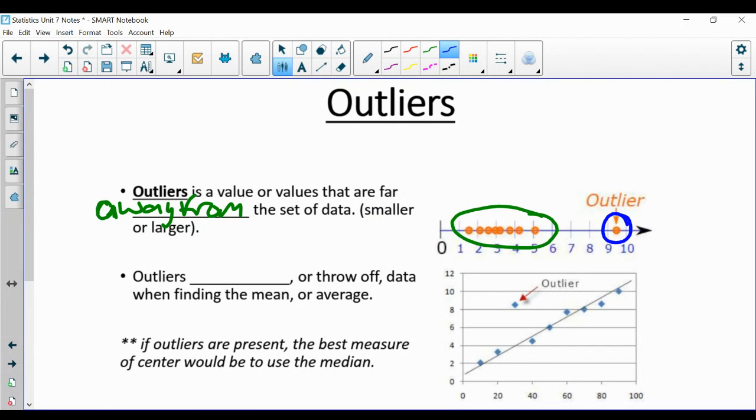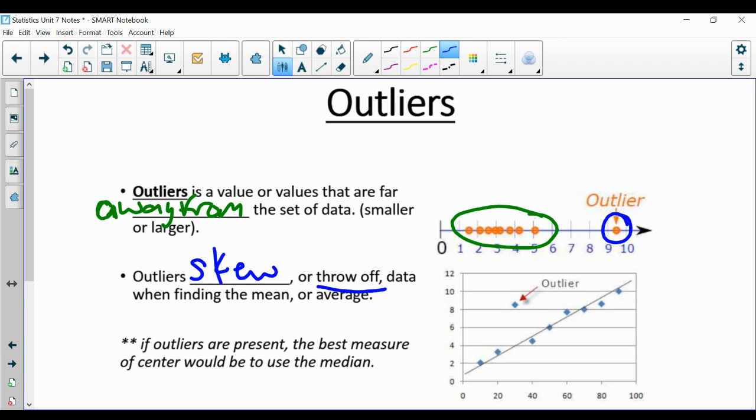And outliers tend to skew, S-K-E-W, they tend to skew or throw off our data set when we're either talking about our mean or our median. So outliers affect one of those. Go ahead and take a minute to see if you can figure out which one it affects the most.